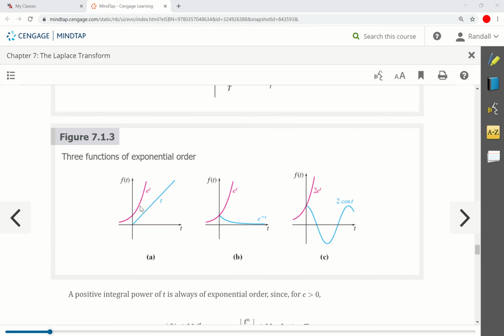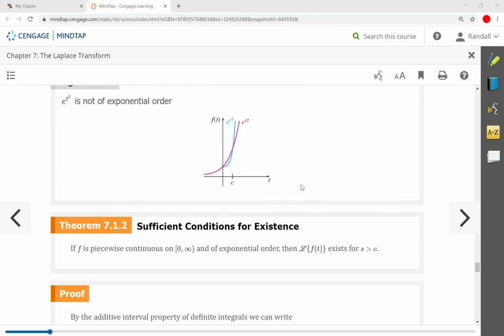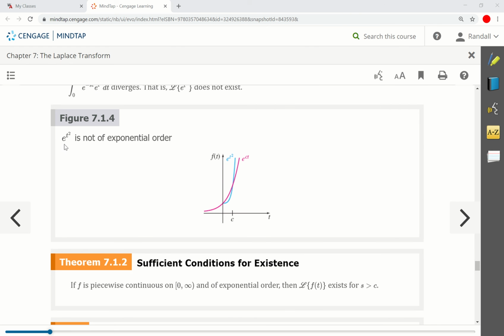So for example, here we saw the ones that were mentioned above. e to the t is greater than t, so t would be of exponential order. The function e to the negative t would be less than the exponential function itself, e to the t. So that means that e to the negative t is of exponential order. And likewise, 2 cosine t is also of exponential order because, for instance, it would be less than 2 e to the t.